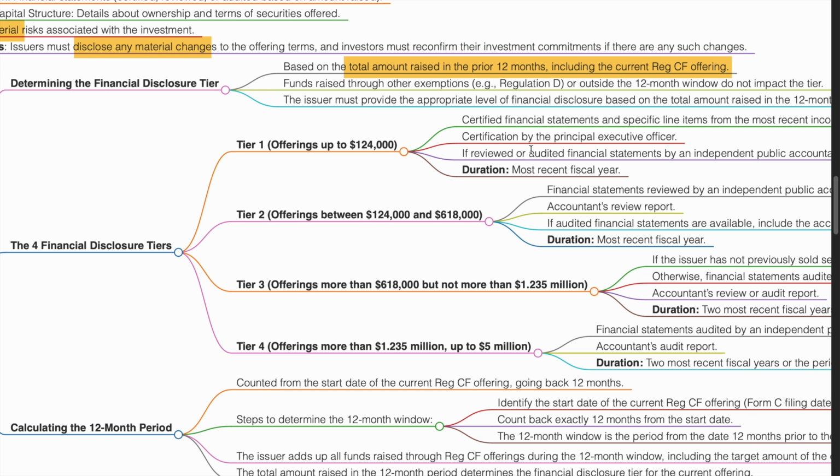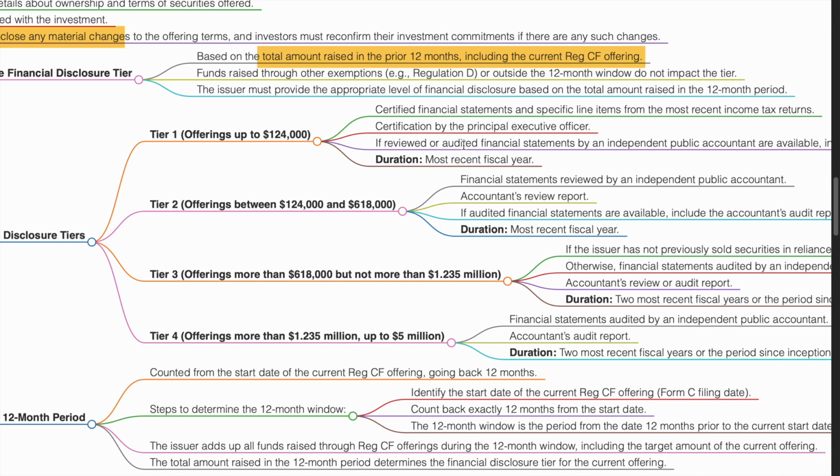But strictly speaking, only in the Reg CF offering. So anything that the company has raised through other methods, say for instance Reg D through a VC round, or outside of that 12-month window, these would not impact the tier that the company falls into.